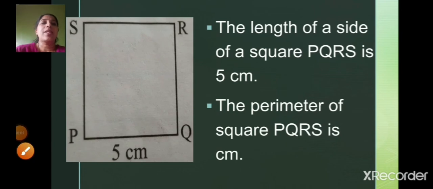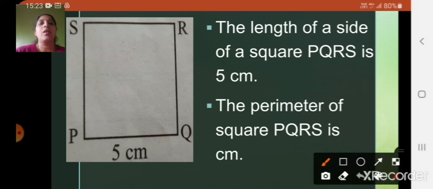The length of a side of a square PQRS is 5 centimeter. So you can see here, children, in the figure the square PQRS is given. So what is the side of the square? PQ is 5 centimeter. In a square all the four sides are equal. That's the reason only one side PQ, 5 centimeter, is given.